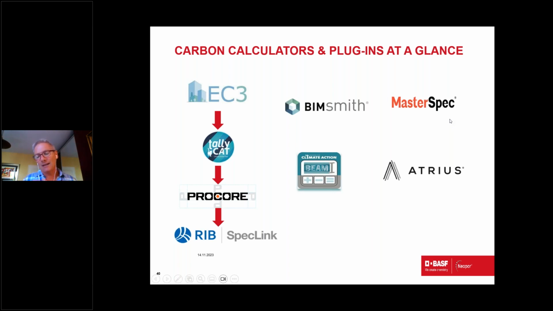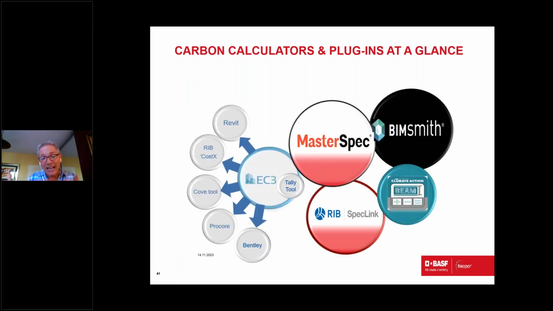Since this is a new presentation, there's another way to look at it. I think this makes a little more sense: the microcosm, the galaxy of how this stuff fits together. We have all these tools working out there, sending information to the EC3 tool or the Tally tool, so we can get to a whole building lifecycle analysis. And then we have plugins that go to, say, Revit or Bentley or some of these others. So that's how all this stuff, database by database, is coming together through our embodied data files.